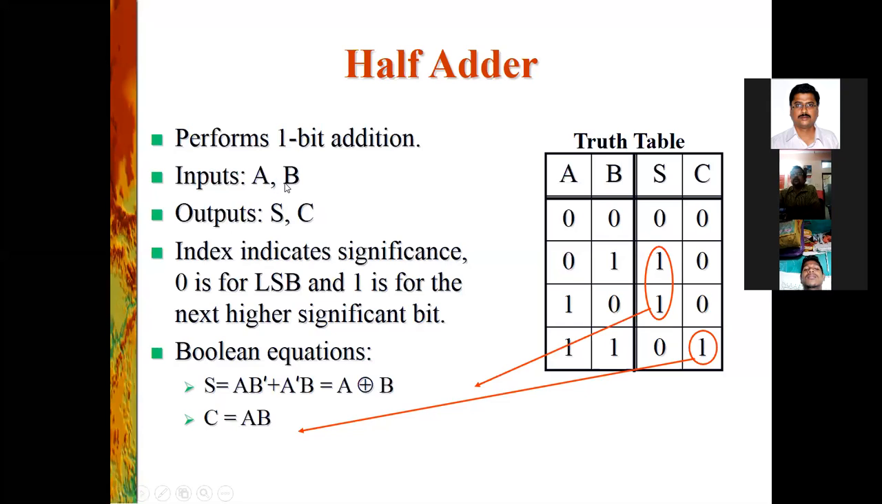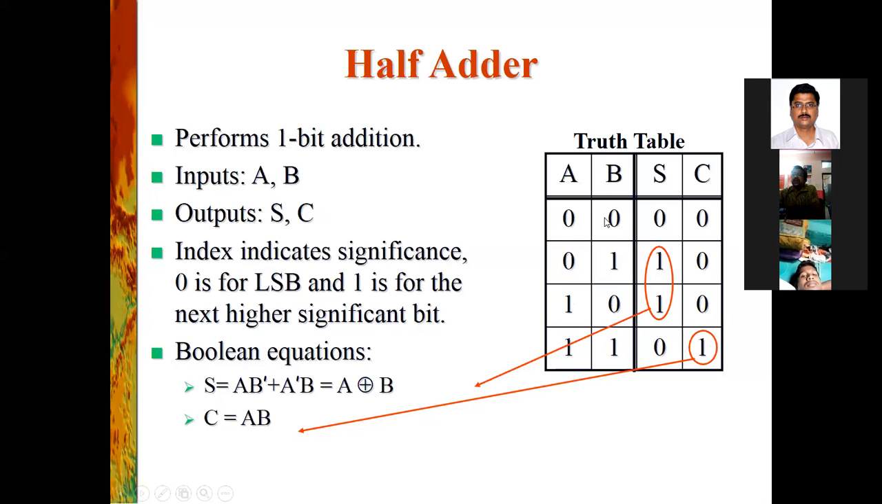So here how many bits are there? A and B. Total 2 bits. So 2 power 2. What is the value? 4. So you should get 4 combinations. What are those combinations? Once A is 0, B is 0. Next time A is maintained 0, B is 1. Then the A value is changed to 1, then B value is 0. Then A is 1, B is 1. So these are the 4 combinations.